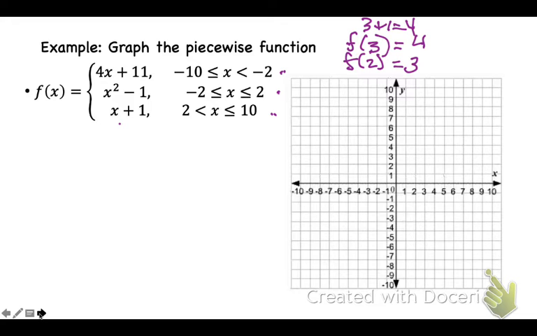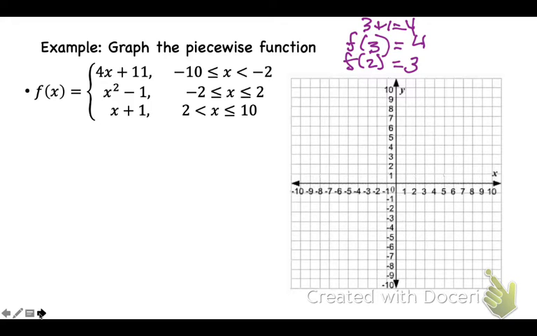Now I want 2. Where does 2 fall into? The first equation, second equation, or third equation? The second one. So I plug in 2. 2 squared is 4, minus 1 is 3. I'm evaluating a piecewise function. That's what I'm doing right there. That's not what this says. This says to graph it. I was showing you how they work.